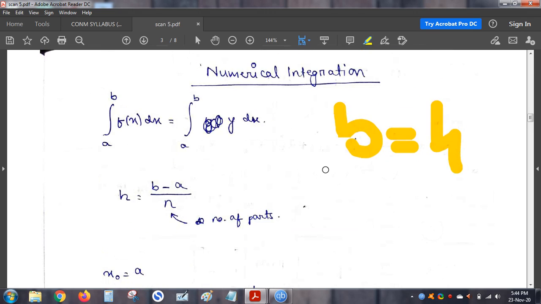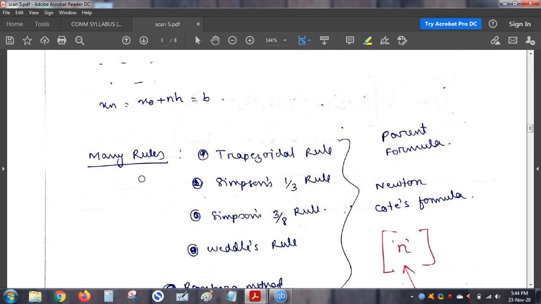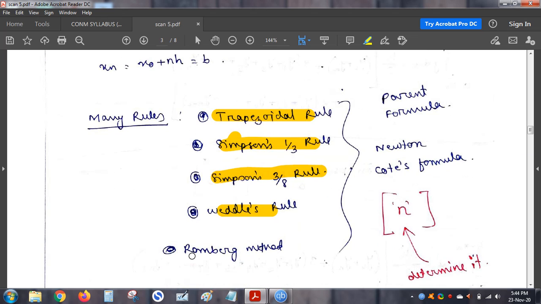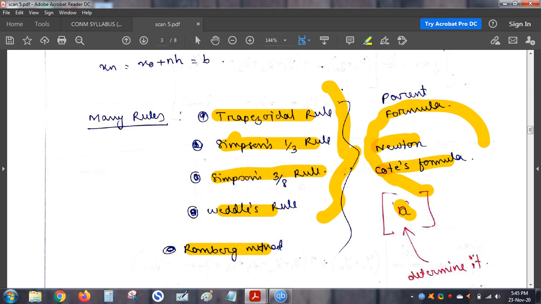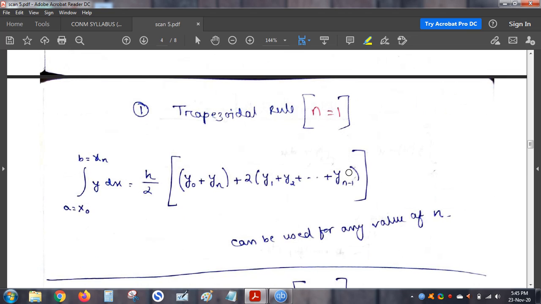So depending upon what your n is, you have different methods. Now there are many rules available. We have the trapezoidal rule, the Simpson 1/3 rule, the Simpson 3/8 rule, the Weddle's rule, the Romberg method. Now these rules are basically derived from the parent formula, which is the Newton-Cotes formula. In the Newton-Cotes formula, based on what value of n you are taking, we have these various methods. Now let's see them one by one.